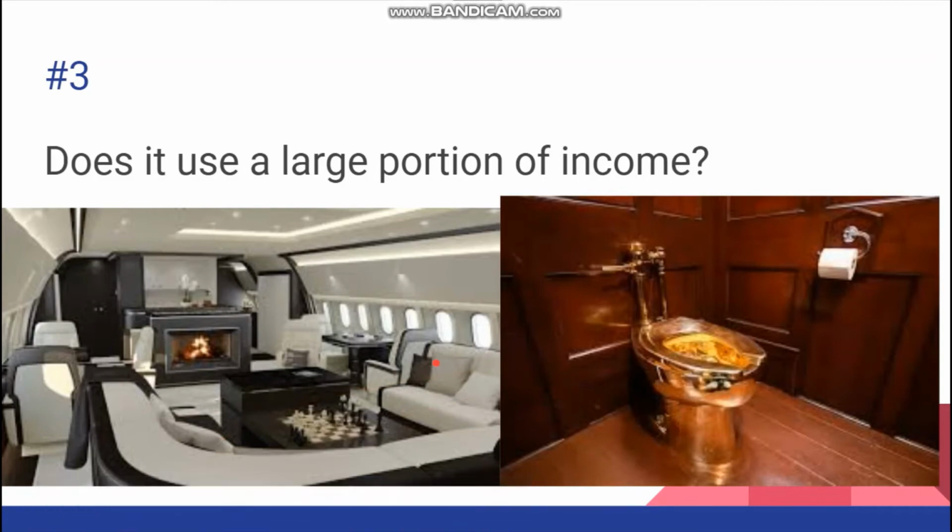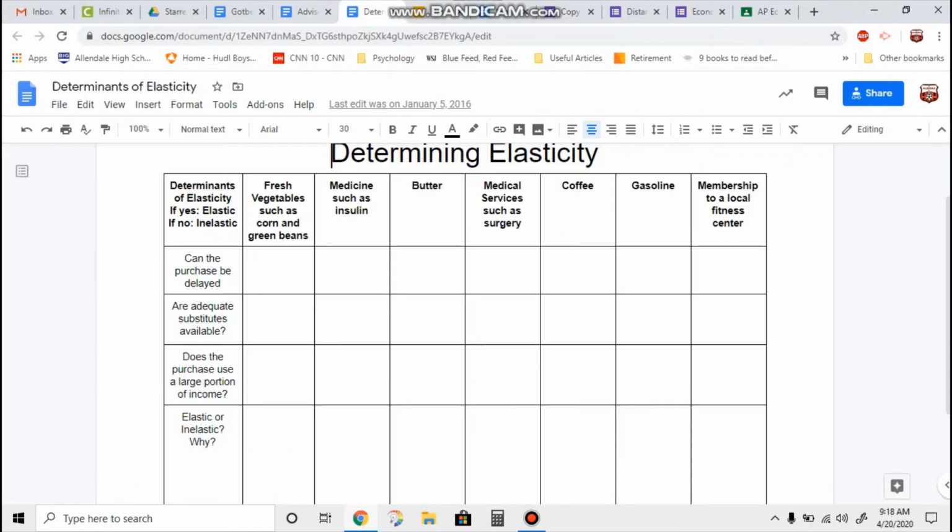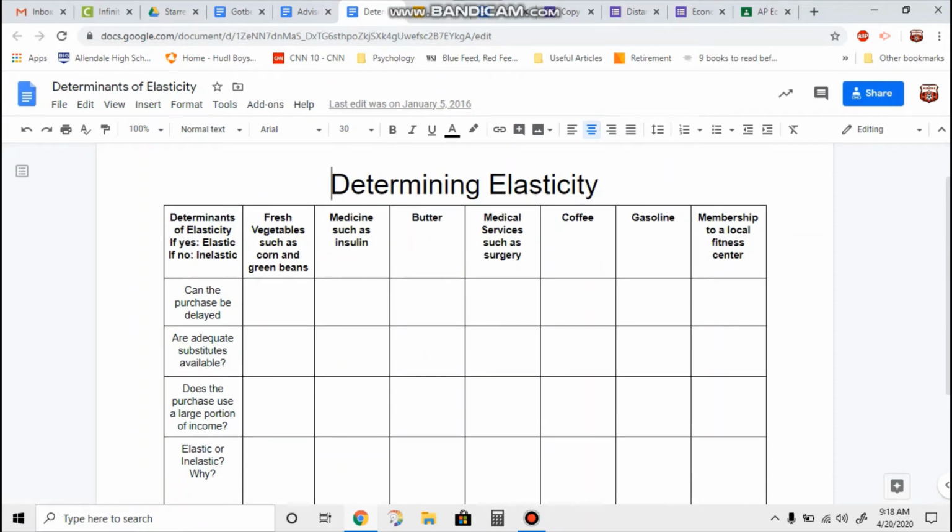So how are you going to need to use this? Well, what I'm going to do is give you this document, and you can fill it out on your own. Basically, you're answering yes or no for these top three rows. Fresh vegetables, can the purchase be delayed? Well, yes, probably. Are there substitutes for fresh vegetables? Yeah, there's frozen vegetables, and so on and so forth.